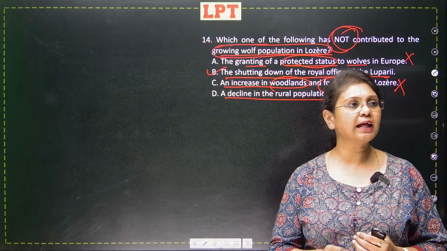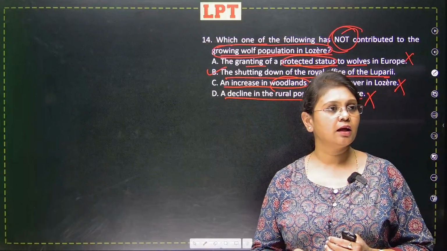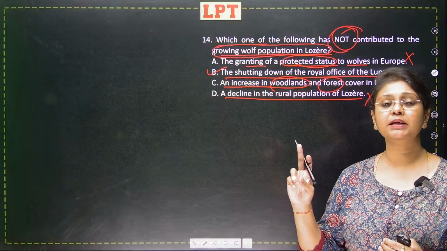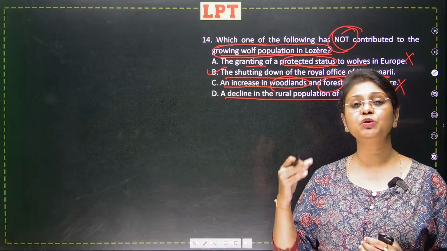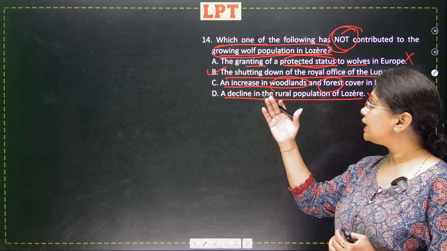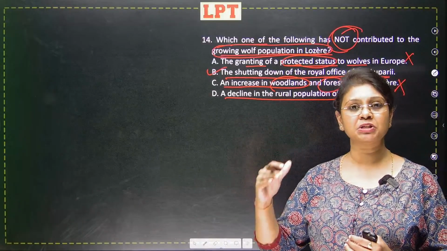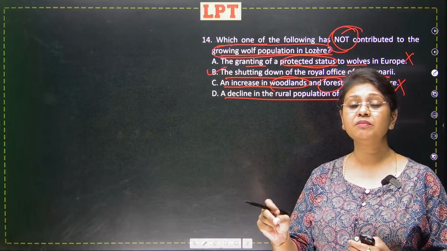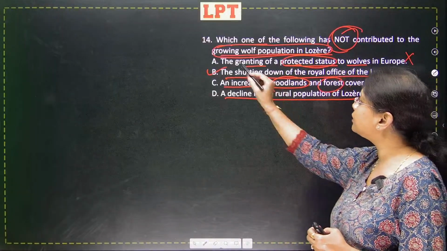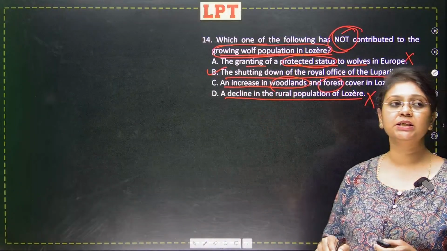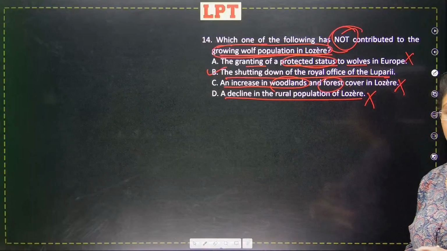Good, Anirban. That's the correct answer. I hope it is clear to everybody. If you have read the passage clearly, you will find this information. So A, C and D have been mentioned in the passage. It is B which does not have any impact on the growing wolf population in Lozère. Let's go to the next question now.